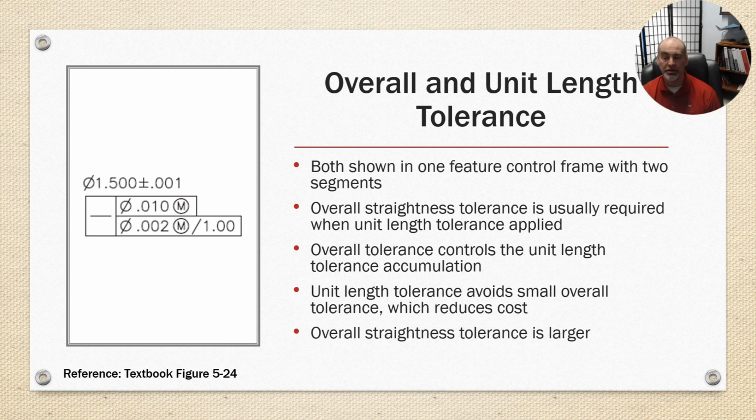And the overall straightness tolerance is larger. So you're typically going to have your overall tolerance larger. It's the one showing on the top in the example on the left. And a unit length distance may be any value. So it could be per inch, per foot, per whatever increment that you feel is important.